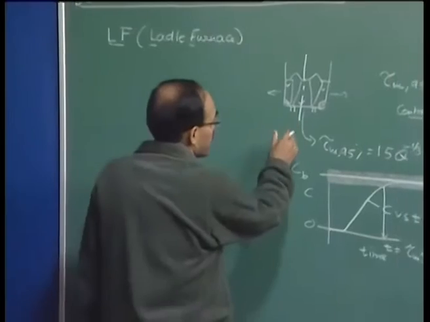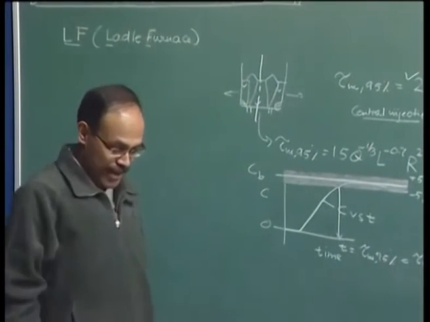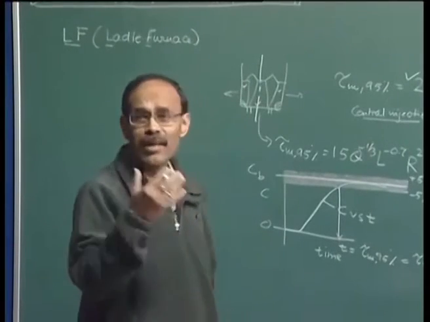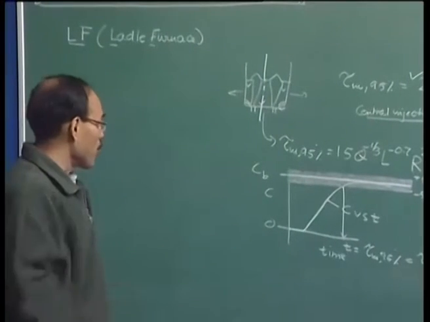I have mentioned, or we know, that the objective of ladle metallurgy steel making is to adjust the composition of steel, adjust its temperature and improve its cleanliness. We would now be talking about addition of alloying elements.